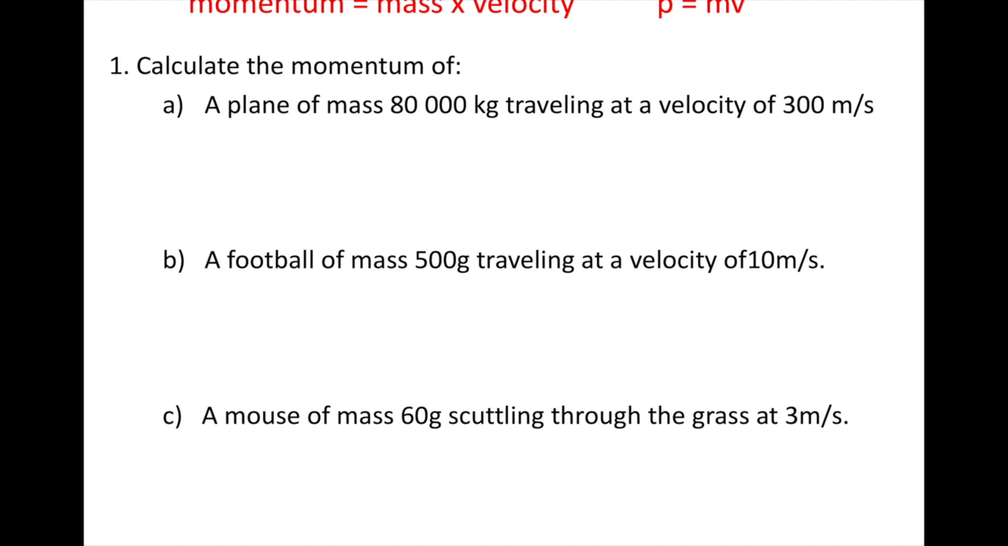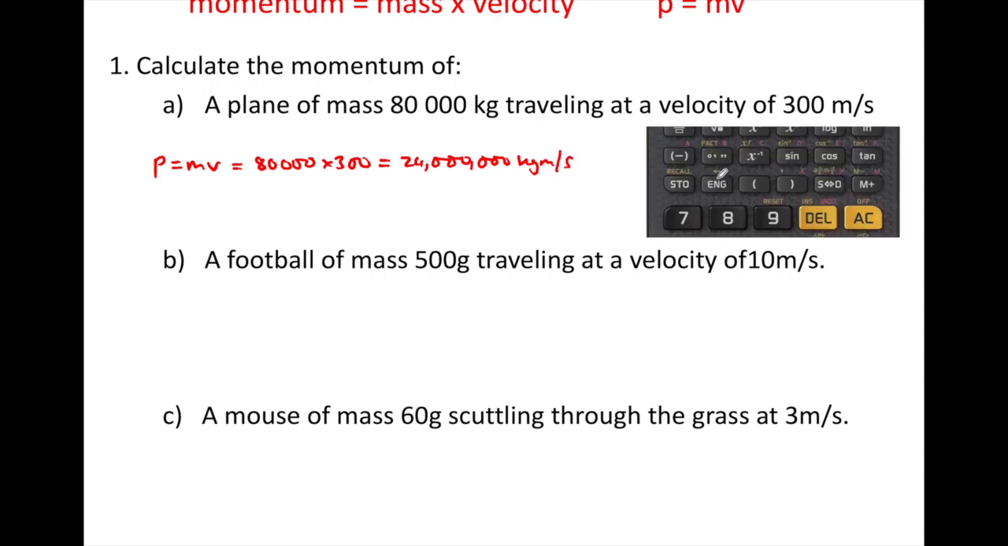So what I want you to do now is to pause the video and have a go at applying that equation to these questions. So we have momentum is mass times velocity, which is equal to 80,000 times by 300, and that gave you 24 million kilogram meters per second. If you press your Eng button, you will find that that converts it straight to engineering form, which is really, really useful, rather than you having to write out all those numbers.